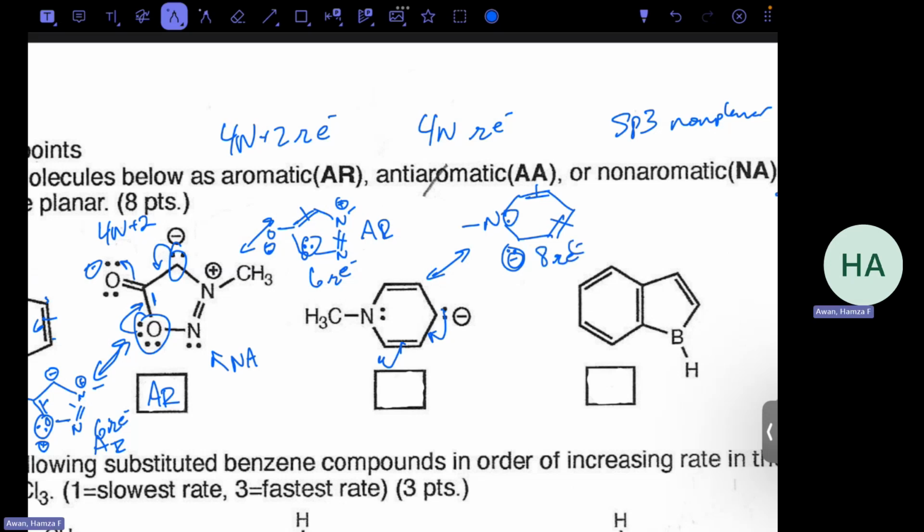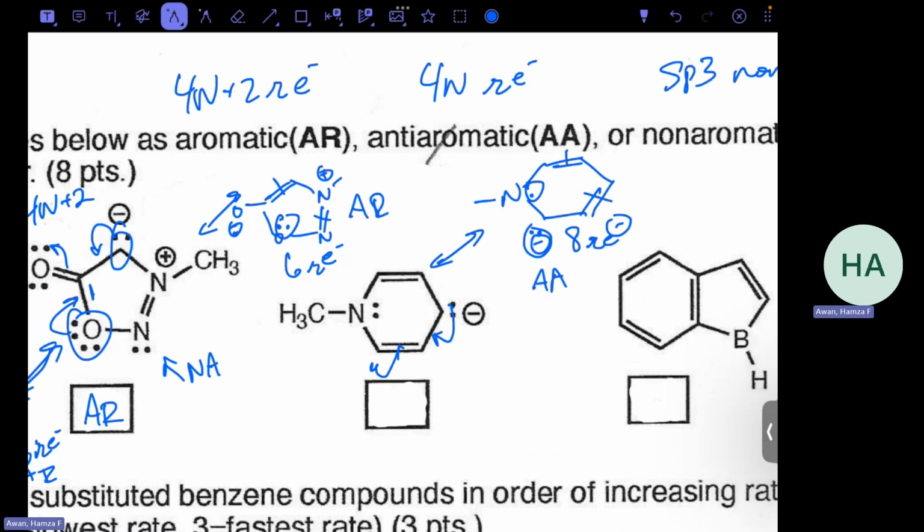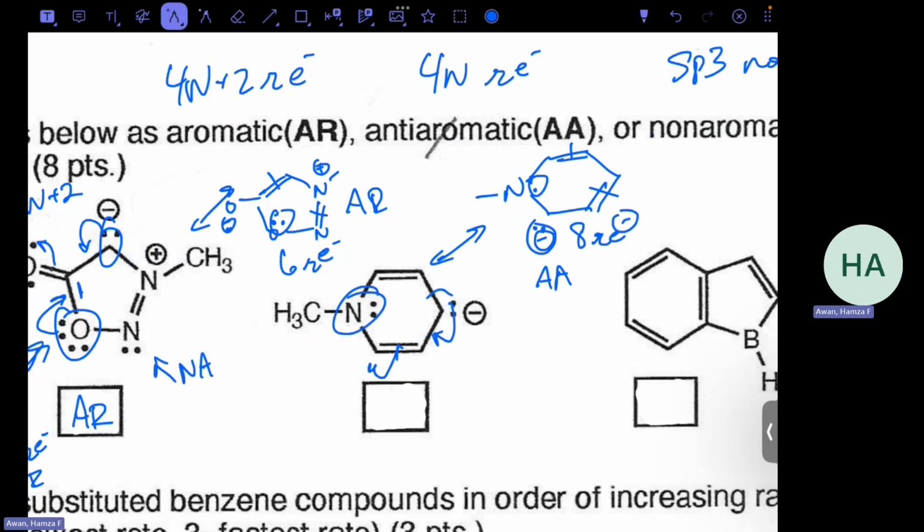This tells us that this is anti-aromatic, right? But if we look at this one, this molecule tells us that it is going to be non-aromatic, because this nitrogen and this minus charge are going to be sp3 hybridized, right?